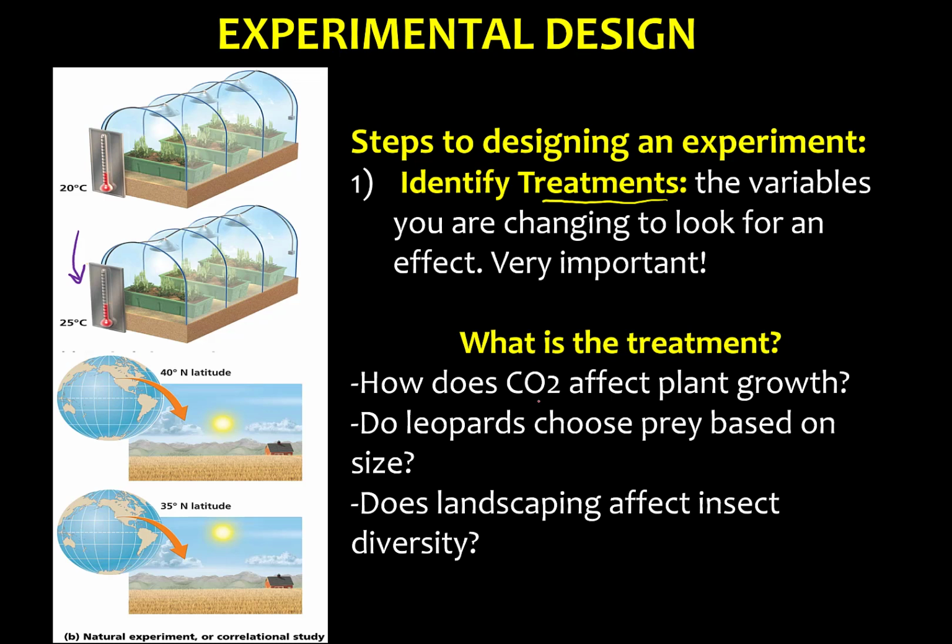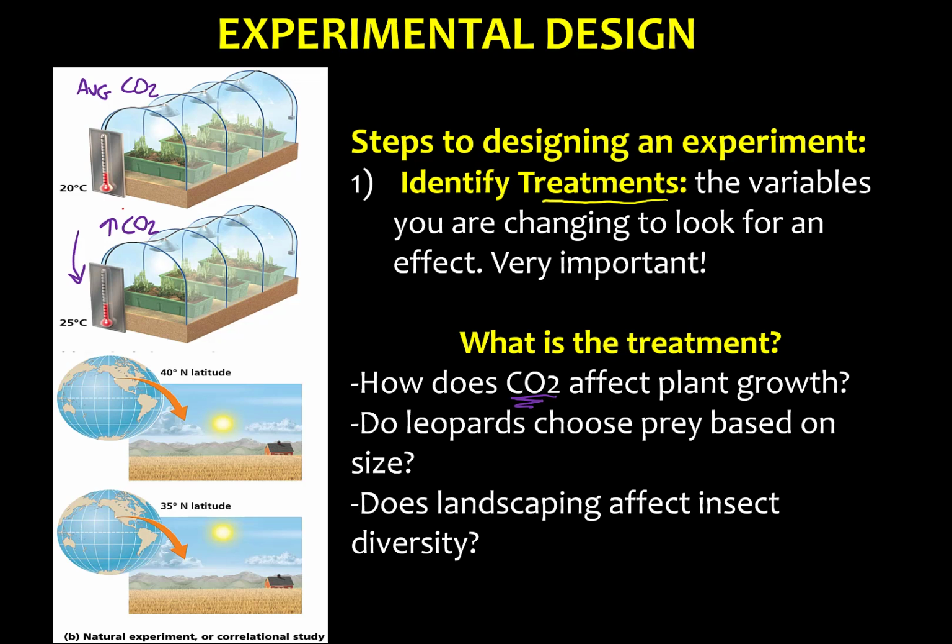What if we were curious about how CO2 affected plant growth instead? Maybe we kept CO2 levels normal or average in one greenhouse, and we raised those CO2 levels in the other. In this case, the treatment would be CO2. Everything else is the same.